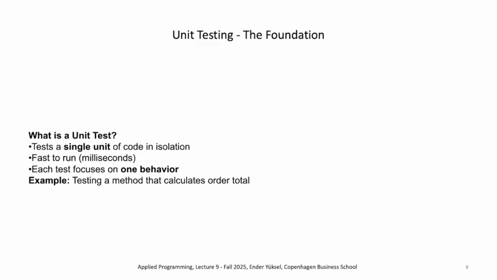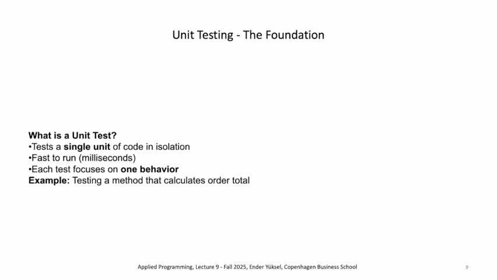Does it calculate tax correctly? What happens with zero items? What happens with negative prices, which is of course invalid input? Each of these is a separate unit test. You don't need to involve the database where the orders are stored. You don't need to involve the payment gateway or the user interface. You're just testing the calculation logic itself.